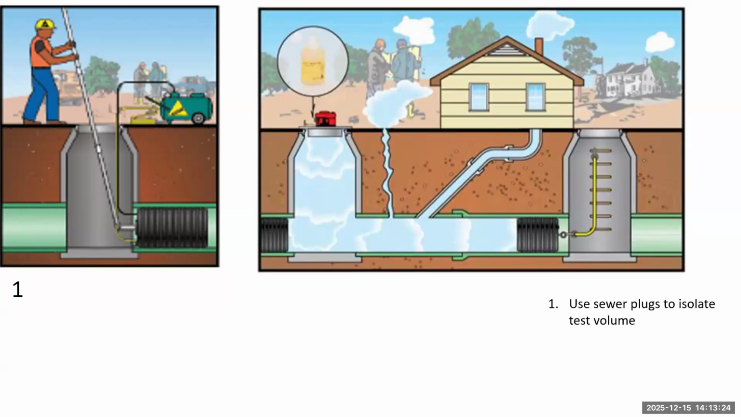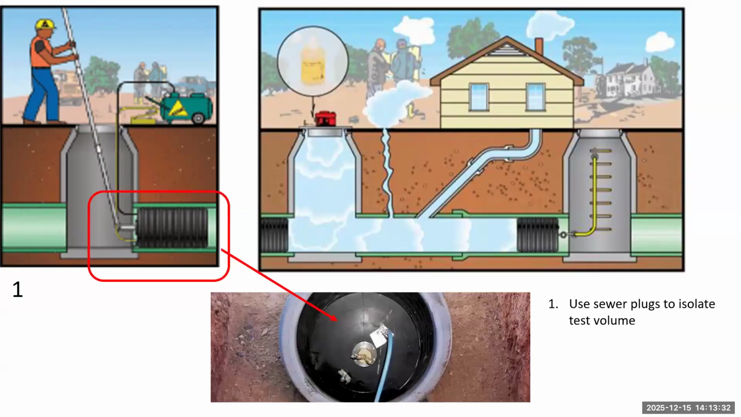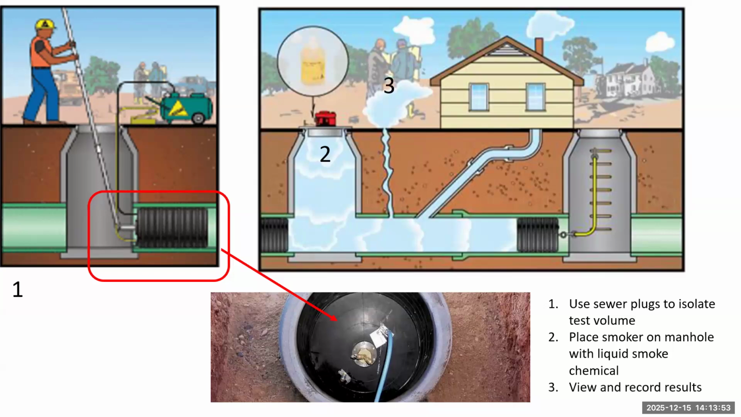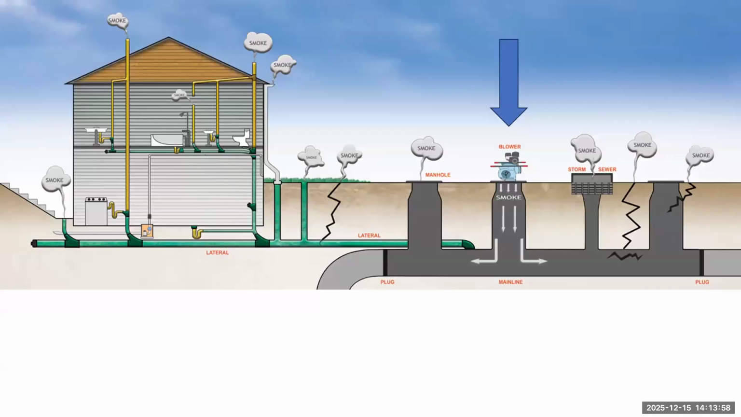So you put the sewer plugs in. They're inserted in, and then they're inflated with an air compressor. And you can see an example of a sewer plug, what it might look like. And you have a way to release the air up on top so you can pull it back out. And you see where number 2 is, the smoker's placed on the manhole, and it has liquid smoke that is purchased that feeds into it. And then you view and record the results and take photographs.